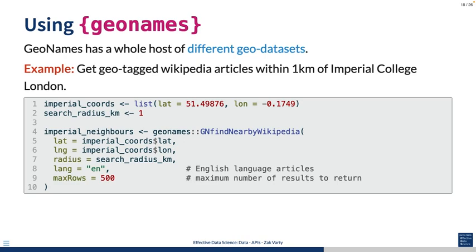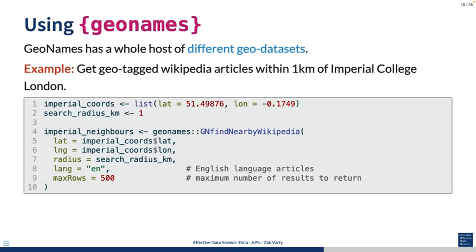How do we actually go about using this GeoNames wrapper package? Well, the GeoNames API has a whole host of different geodatasets that you can explore, and I've put a link here if you'd like to go and see what information is available for you.